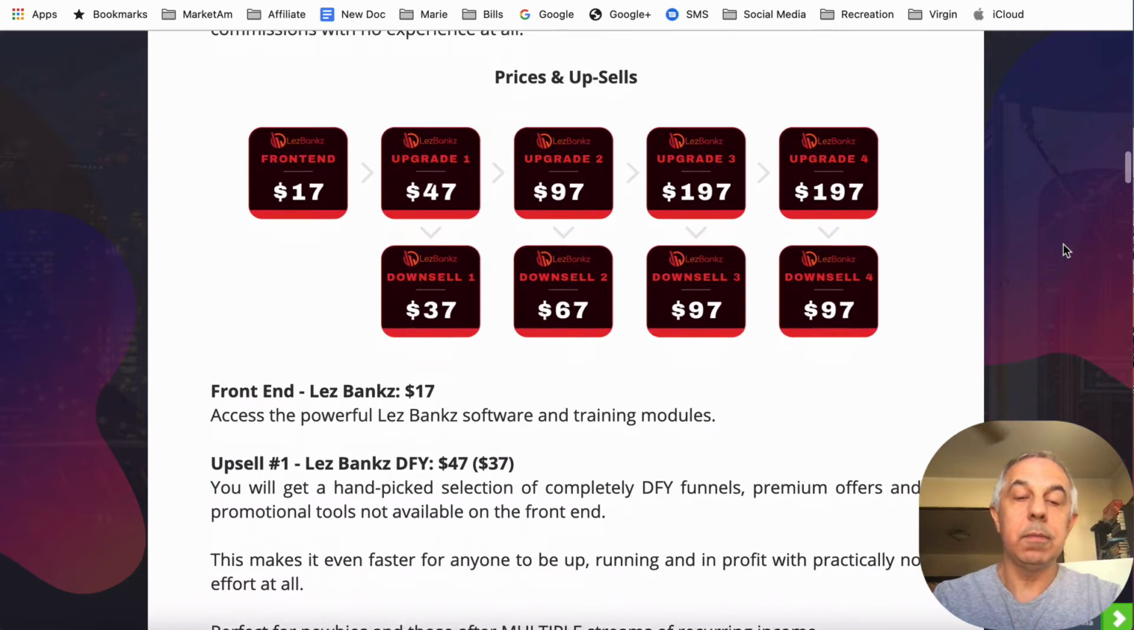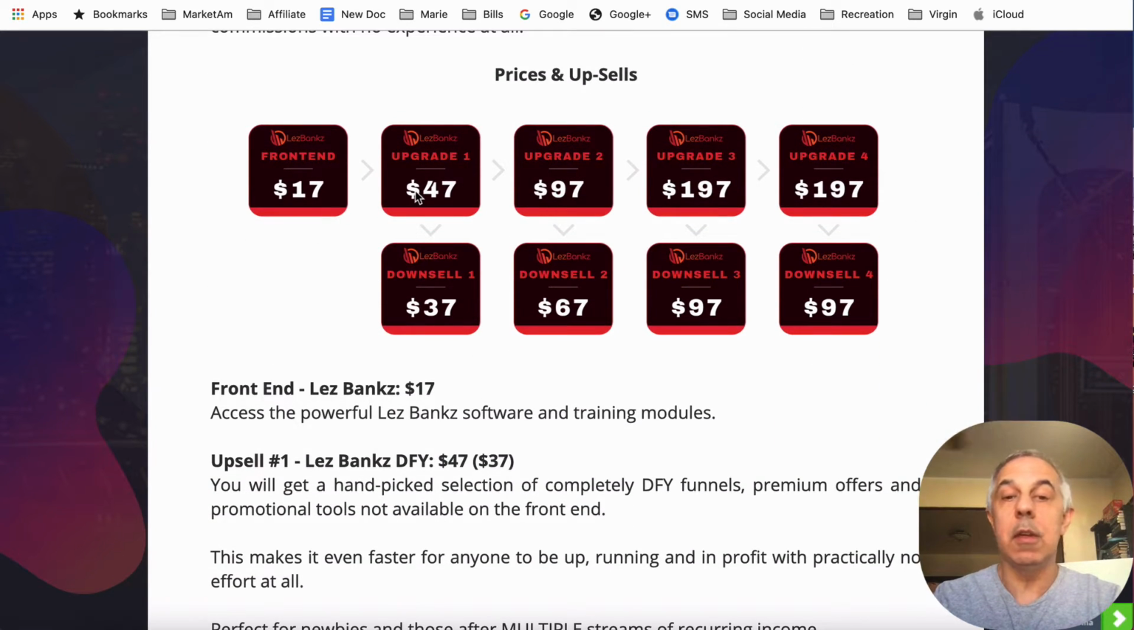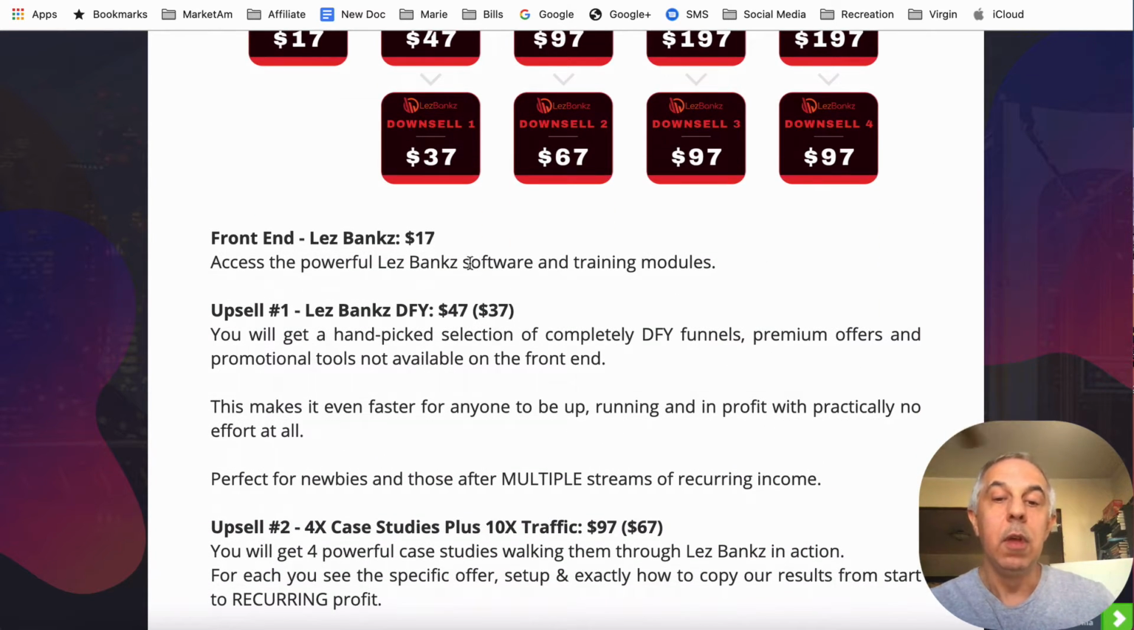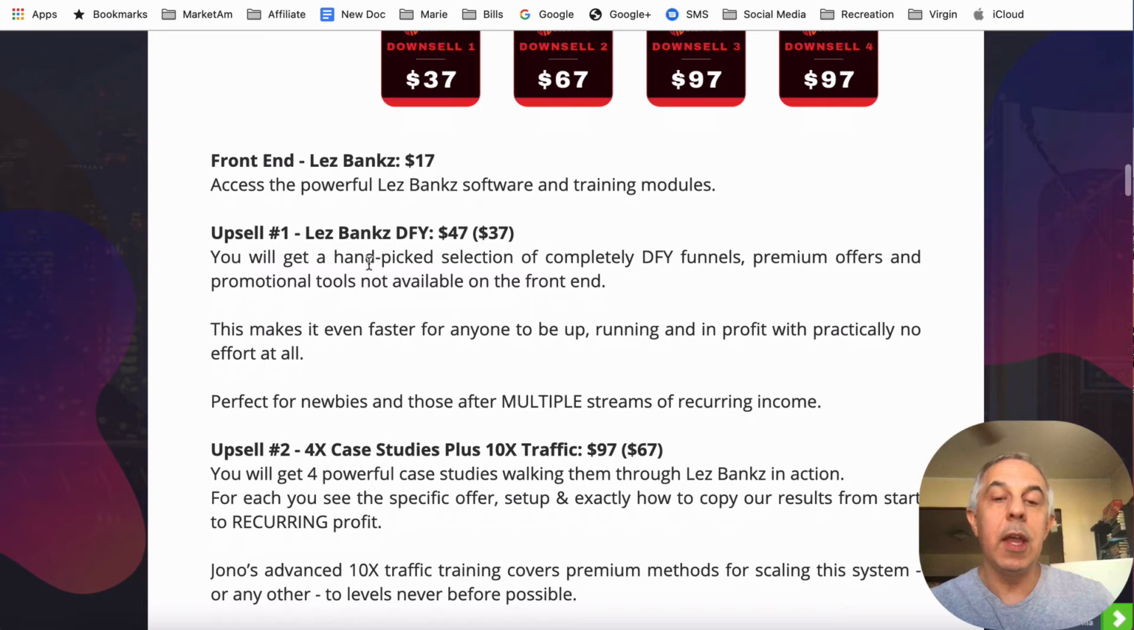What does this cost? The front end starts at 17 bucks, and there are upgrades to 47, 97, 197, and again 197. So the software and the training starts at 17 bucks, and the first upsell is a hand-picked selection of done-for-you funnels. What does that mean? They're sales funnels, and of course you probably already know what that is, but they've put these all together for you. They're proven to work, and they're going to give you access to the platform that these funnels are on. That is how they are making their money.